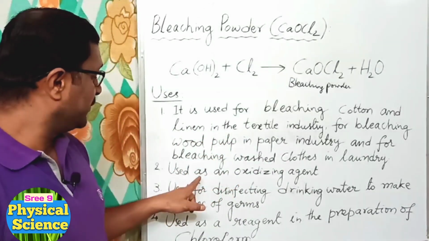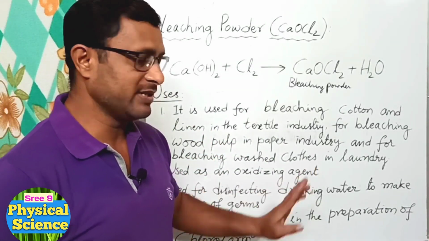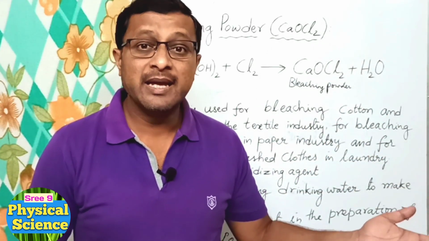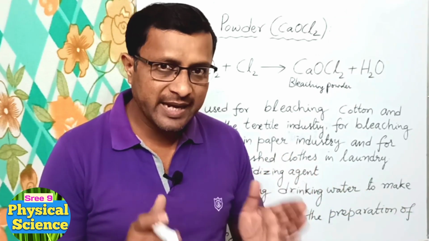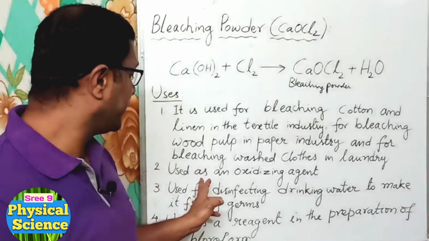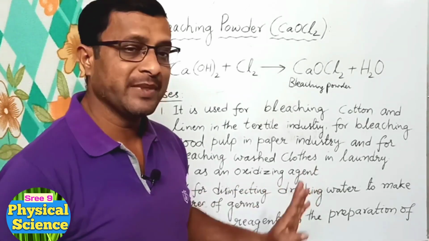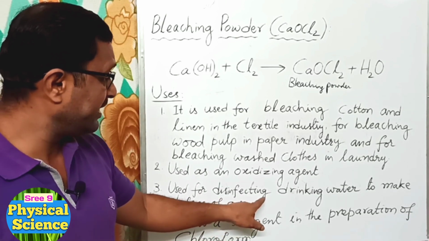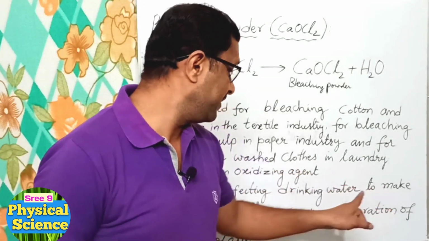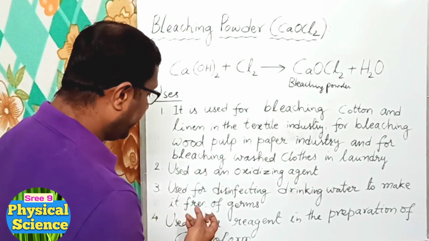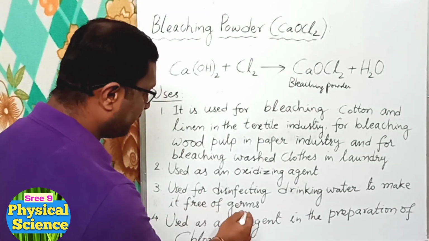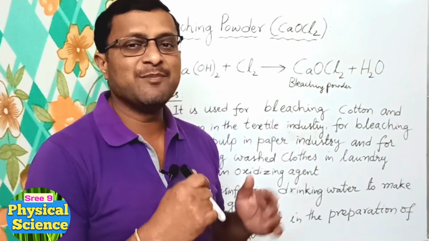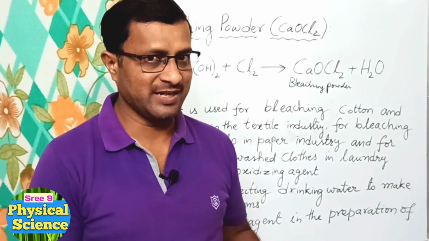Second, it is used as an oxidizing agent. The reagent which is used to oxidize a compound is called an oxidizing agent. So bleaching powder is also used as an oxidizing agent. Third, it is used for disinfecting drinking water to make it free of germs, meaning to kill the germs in drinking water.